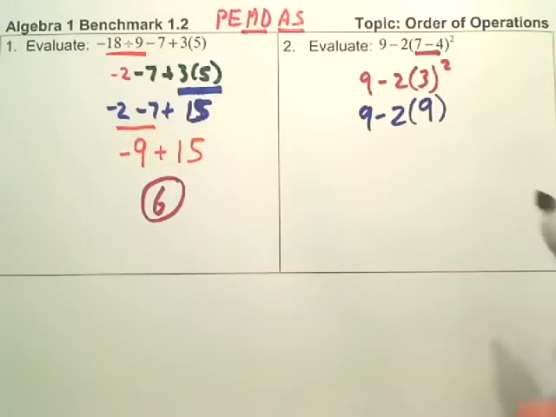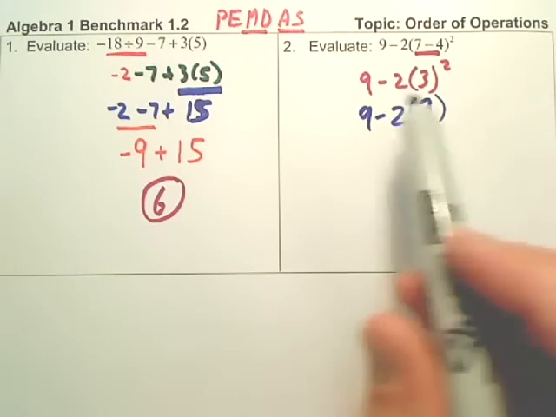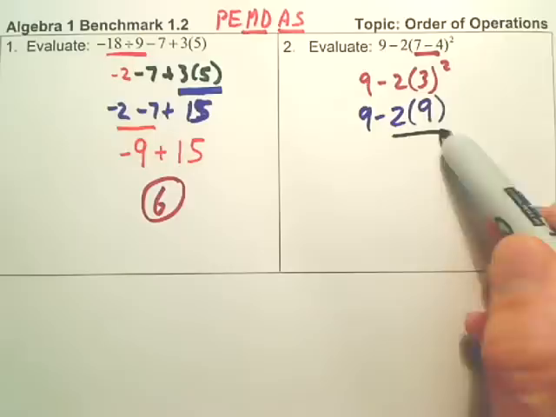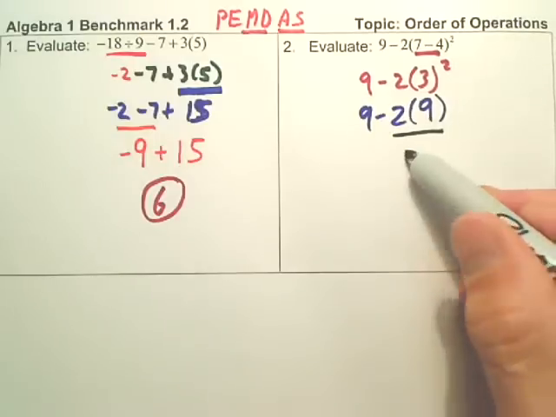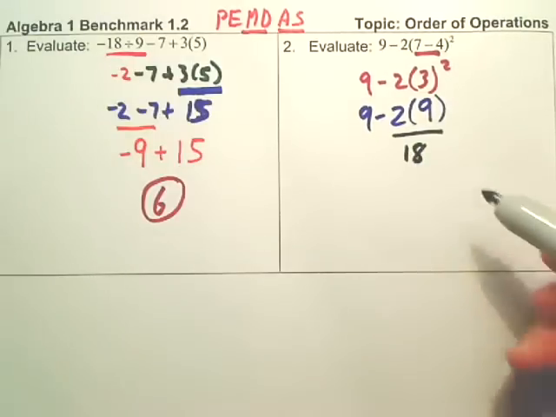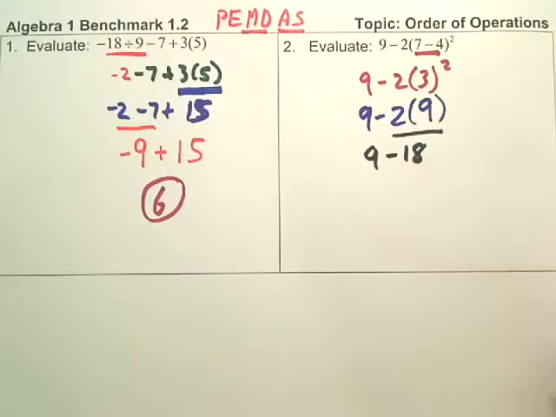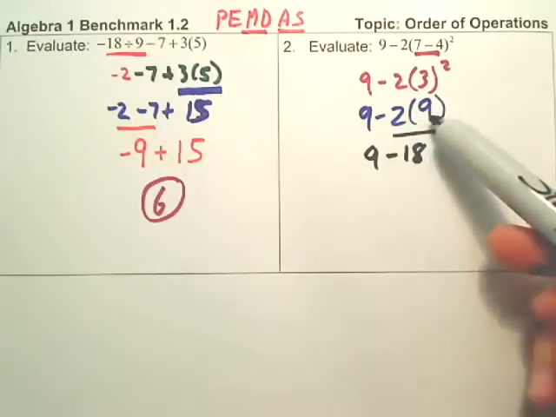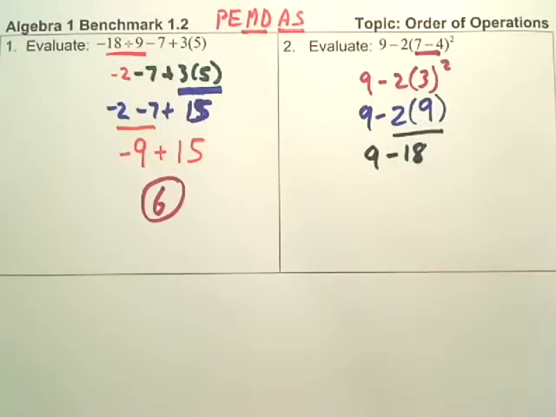Okay. Now, we're done with parentheses, we're done with exponents, now we're multiplying and dividing. Do those, there's the multiply. That's 18. Negative 18. Isn't that a negative 2 times a negative 2 times positive 9? It's negative 18.